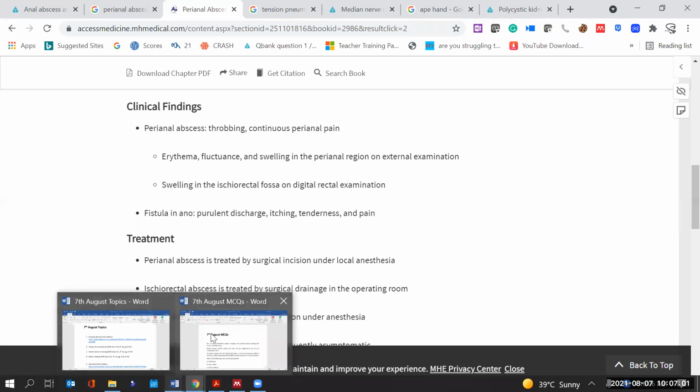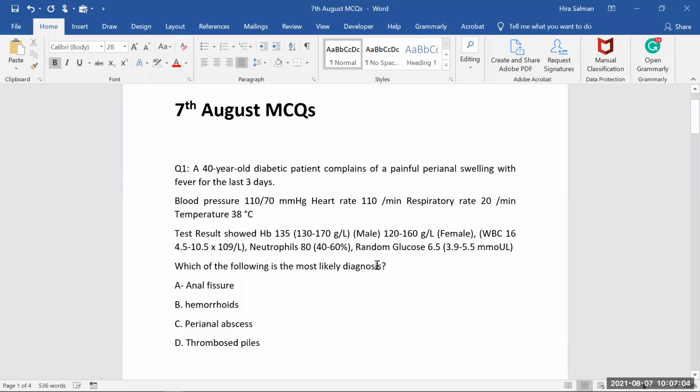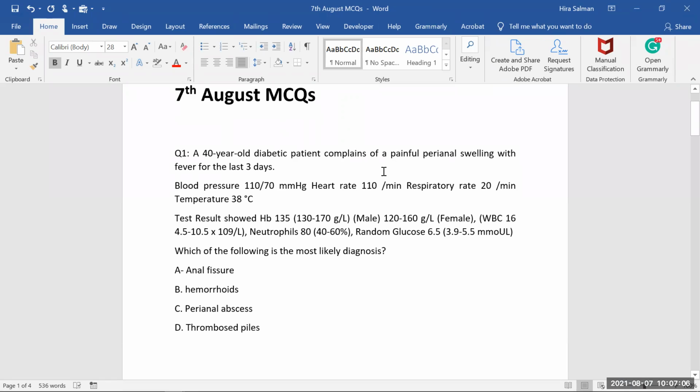Let's have a look at the question here. The question says, a 40-year-old diabetic patient complains of a painful perianal swelling. Here they have clearly mentioned that he is 40 years old, a diabetic person, and he is having this perianal swelling with fever for the last 3 days. Those who are presenting with swelling and fever, it should always come to your mind that it must be a perianal abscess.